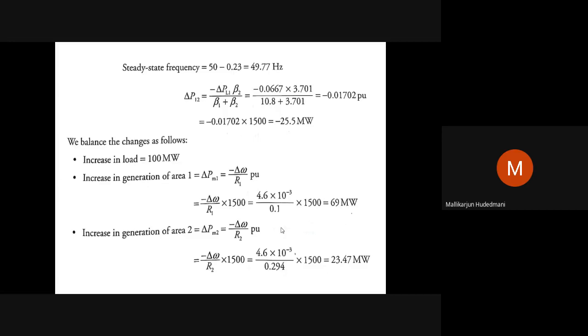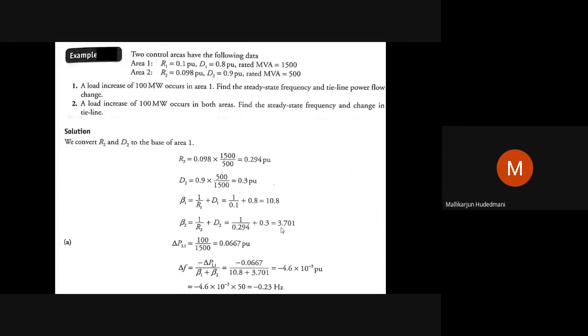Let us take this problem. Two control areas have the following data. Area 1 is having R1 0.1 pu, D1 0.8 pu, rated on 1500 MVA. Area 2 is having 0.098 pu droop and 0.9 pu frequency sensitiveness with respect to loads and rated on 500 MVA. A case study is a load increase of 100 megawatt occurring in area 1. Find the steady state frequency and tie line power flow change.